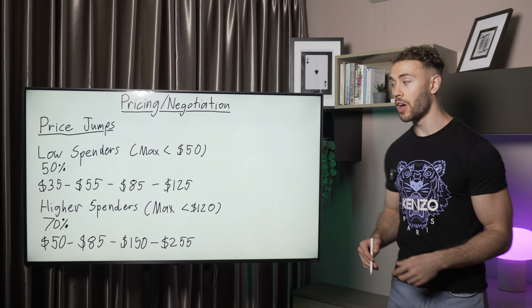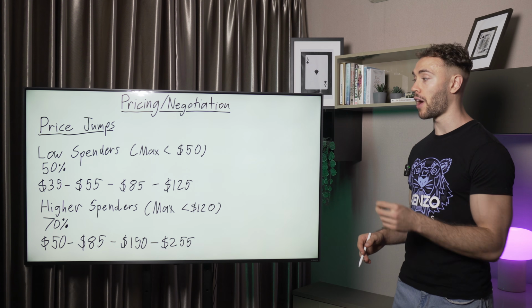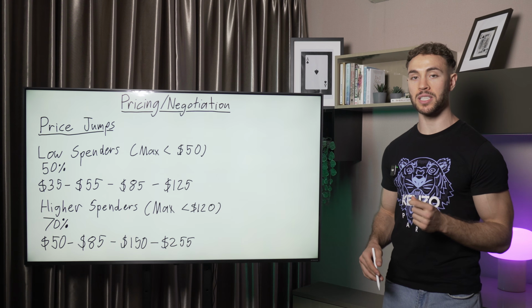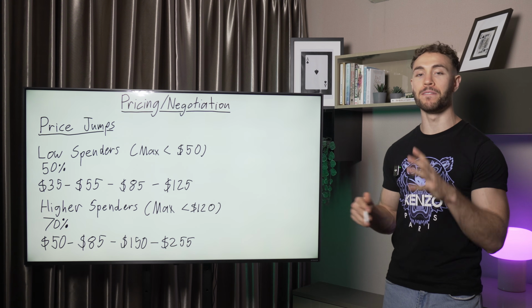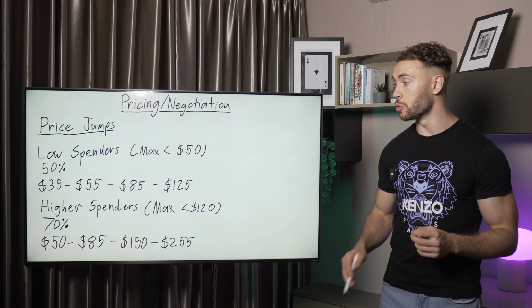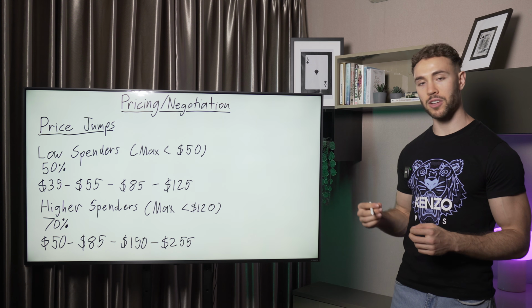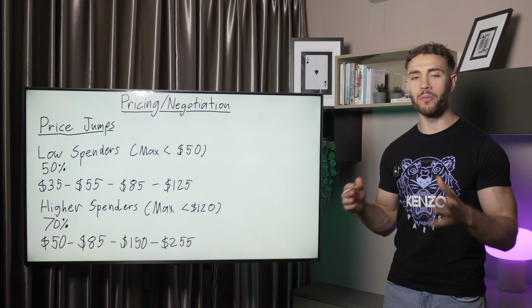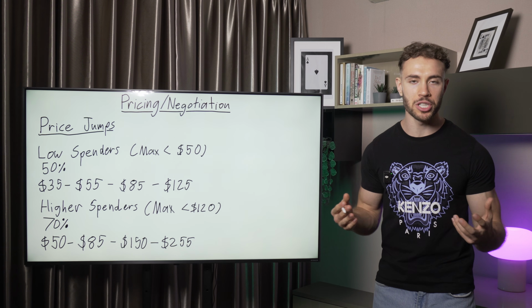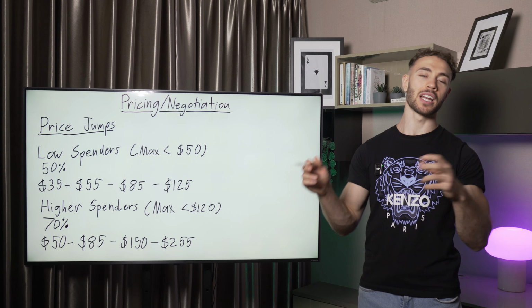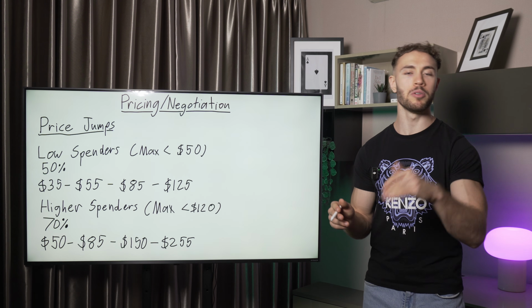To keep it simple, for low spenders, which I would define as someone with a maximum purchase of $50, we can increase the price each time by about 50%. So if your first pay-per-view was $35, the next could be $55, then $85, then $125. Obviously, that doesn't have to be completely rigid, but it's a good framework to follow. If the subscriber is particularly picky or annoying, maybe you can lower it a bit.